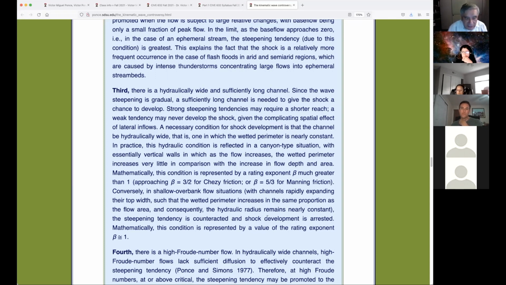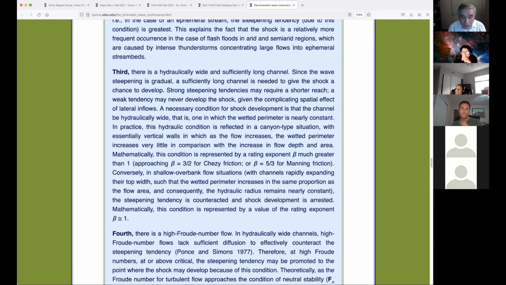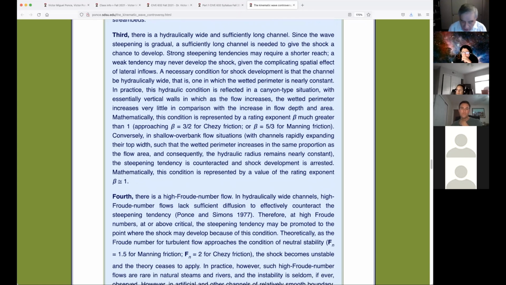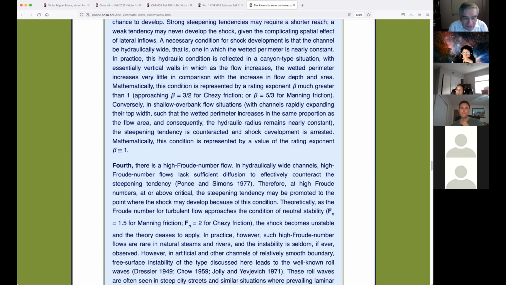Okay, so I say in here precisely what I just said a minute ago. Conversely, in shallow riverbank situations with rapidly expanding channels that are rapidly expanding their top width, such that the wetted perimeter increases in the same proportion as the flow area, consequently the hydraulic radius remains constant, the steepening tendency is counteracted and shock development is arrested. So in the so-called hydraulically inherently stable channel, you'll never have a shock. Never. Impossible. Why? Because the 5/3 got reduced to 3/3. So which speed of the wave is going to overcome which? They're the same. You cannot overcome one with the other.